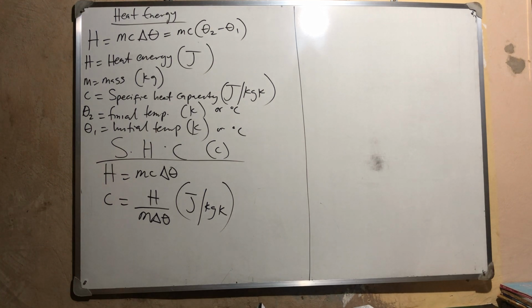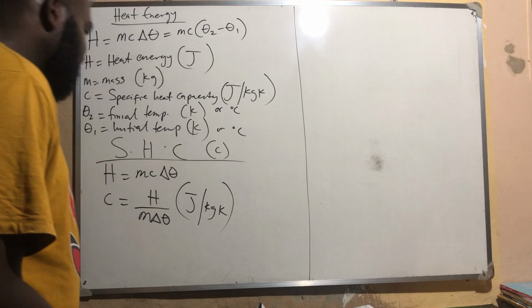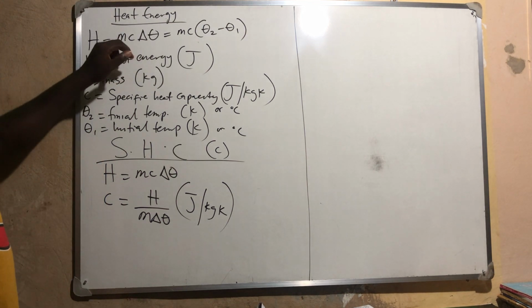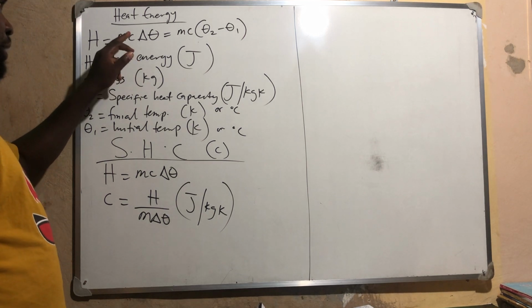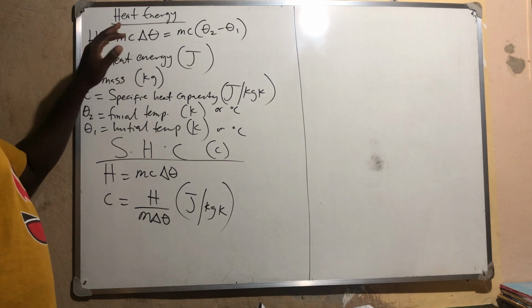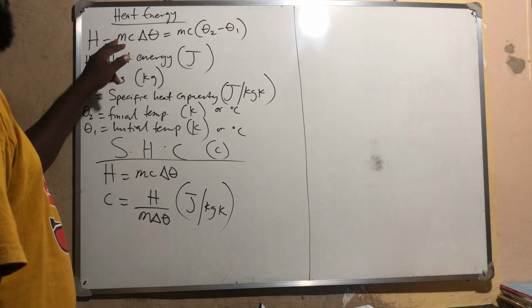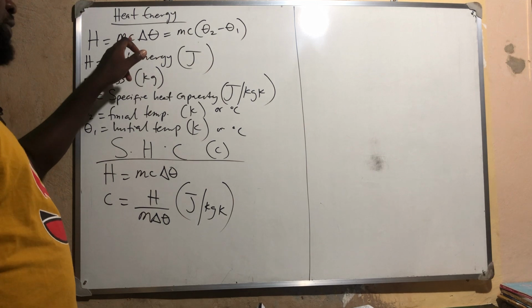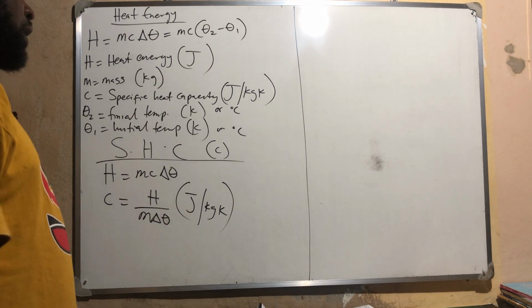So the next thing you write for me is that, if you look at this, you will see that the heat supplied to a body depends on the mass of that body. Number two, the nature of the body, which is called the specific heat capacity. Then finally the temperature. So they can ask you that the heat energy depends on what? First, the mass. Second, the specific heat capacity, which is the nature of the body. Then finally, temperature.